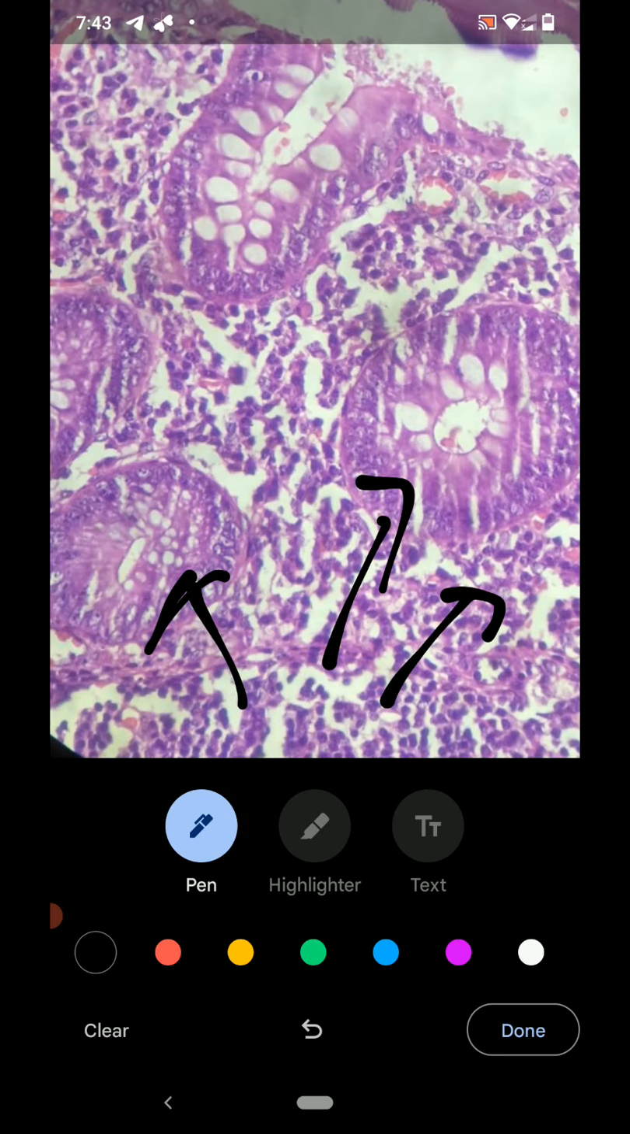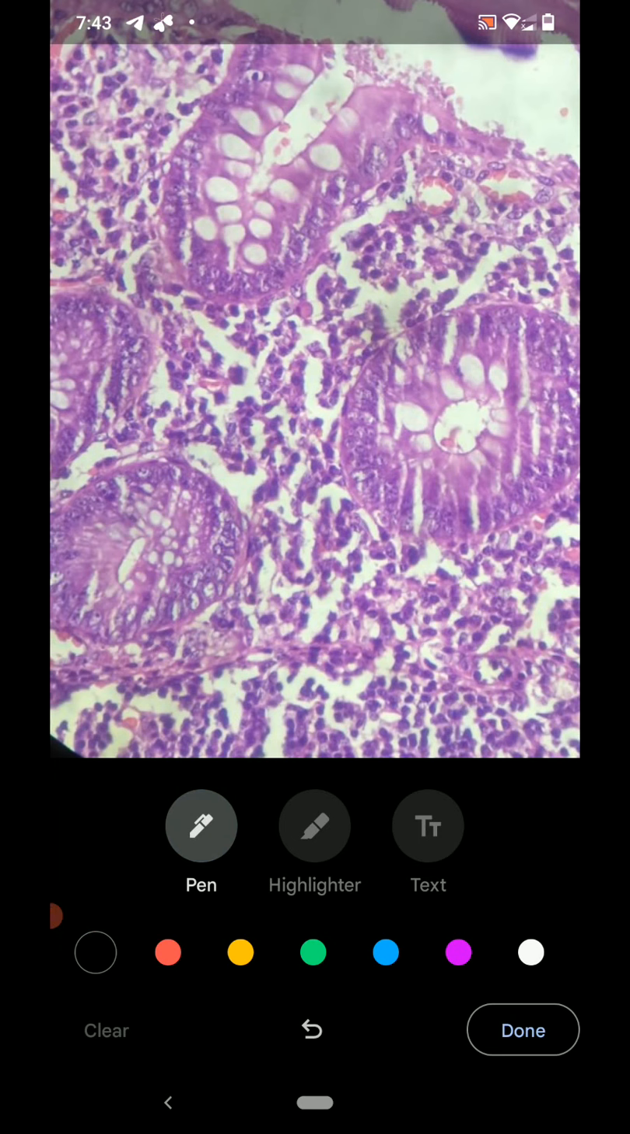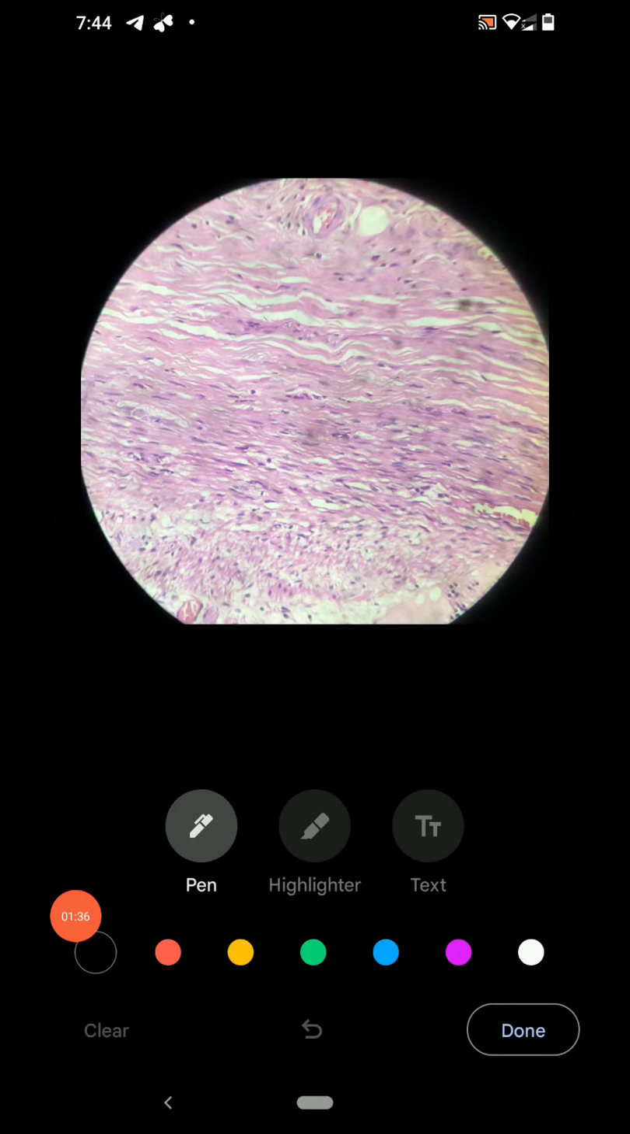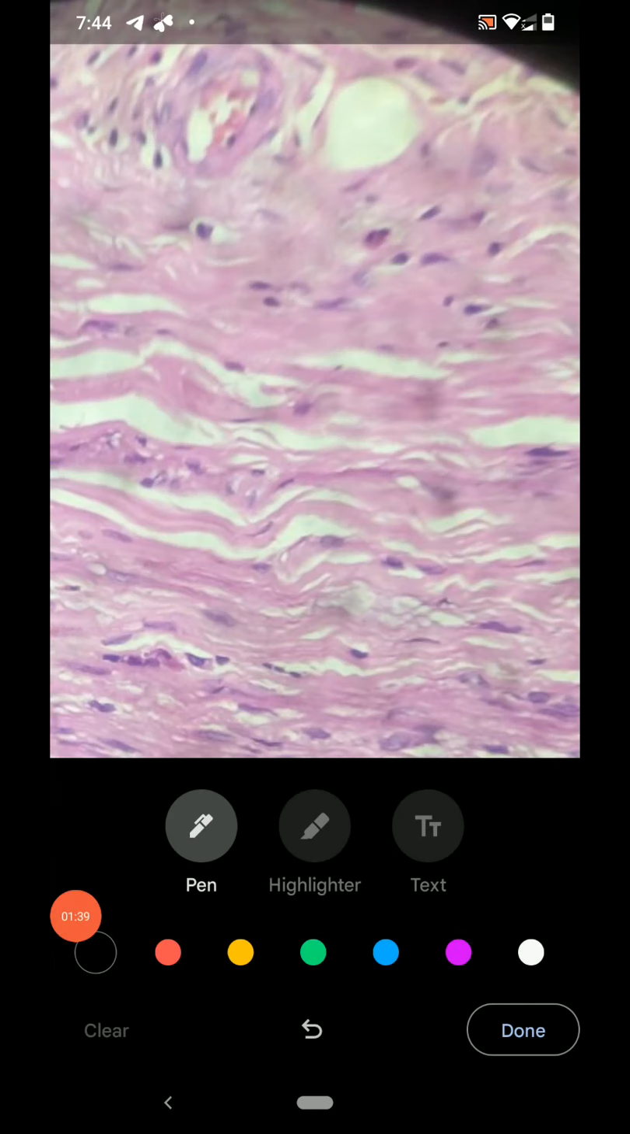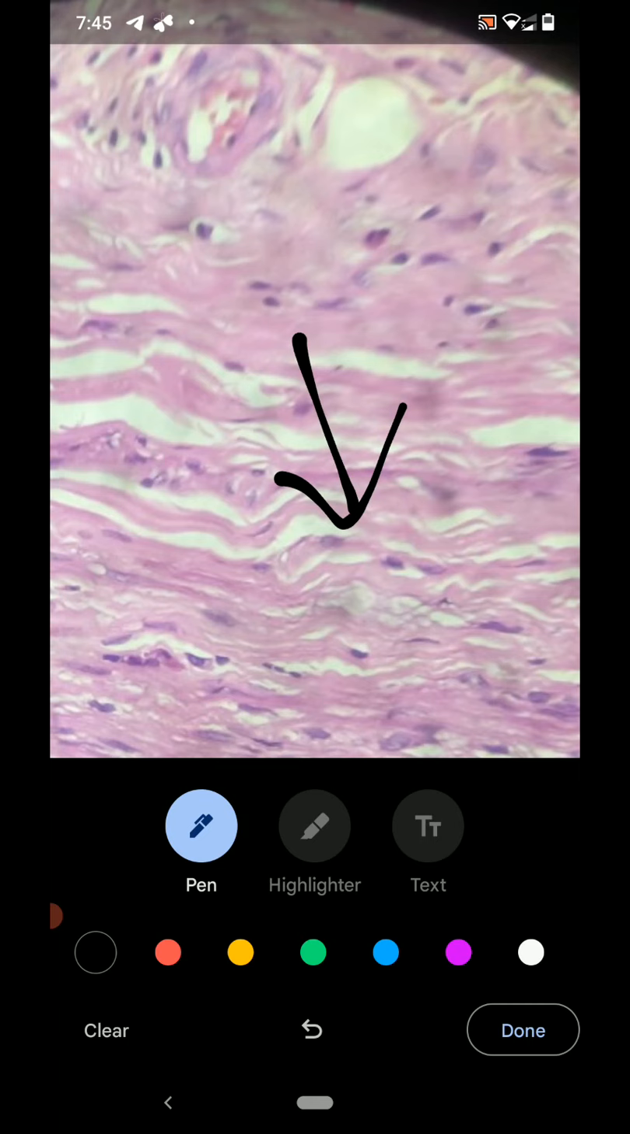What we see here is the dark nuclei of the mature lymphocytes. The cytoplasm is very scant, so not appreciable, containing lymphoid tissue. Here we can appreciate the smooth muscle layer, which has moderate cytoplasm and elongated nuclei. And here we can appreciate an eosinophil, with its bilobed nucleus and abundant eosinophilic cytoplasm.